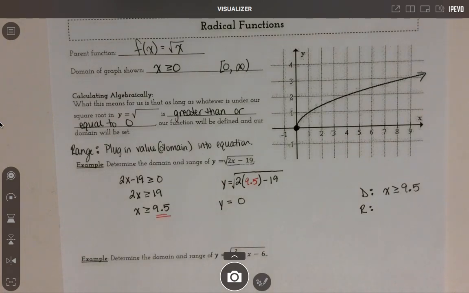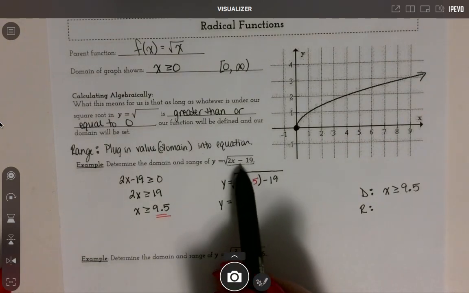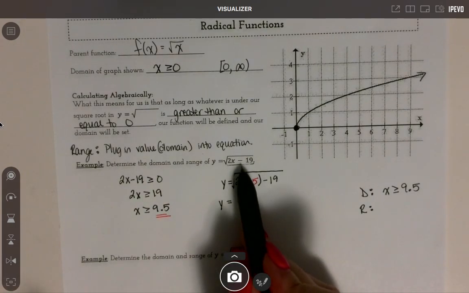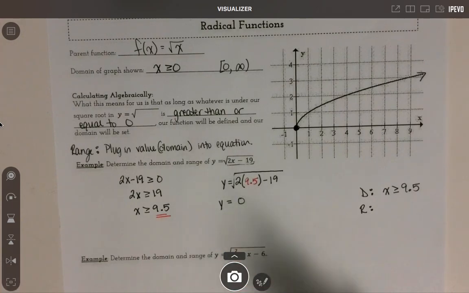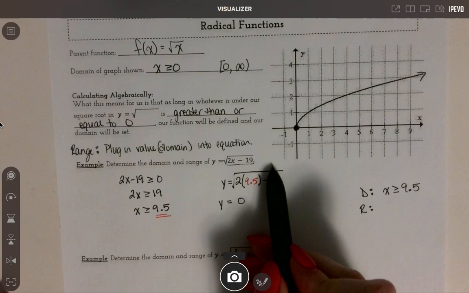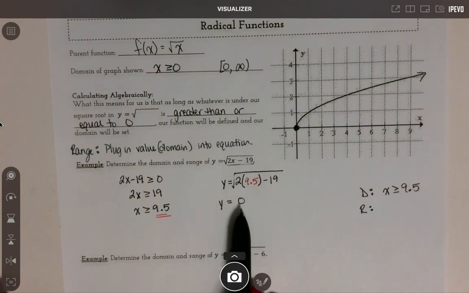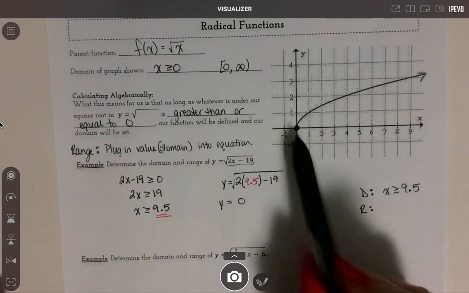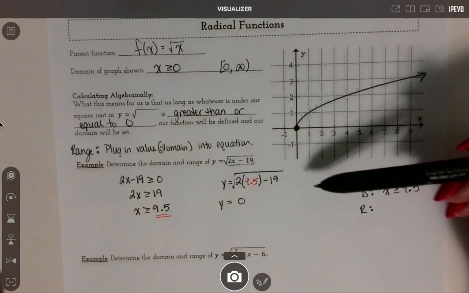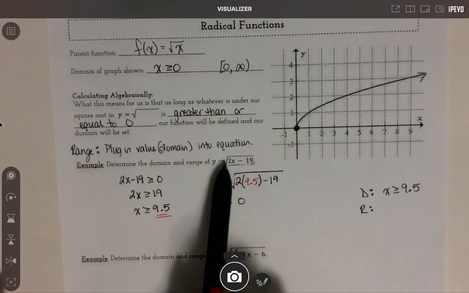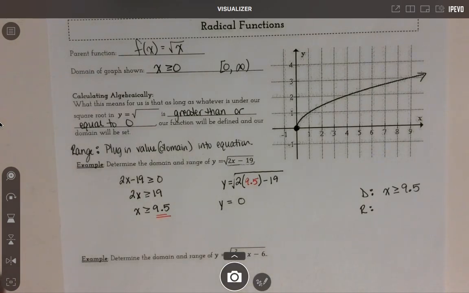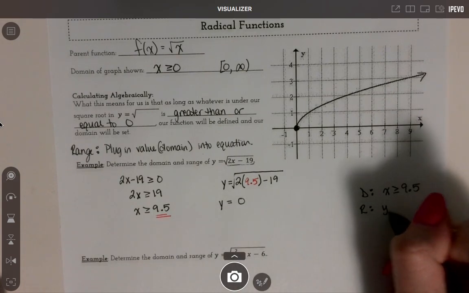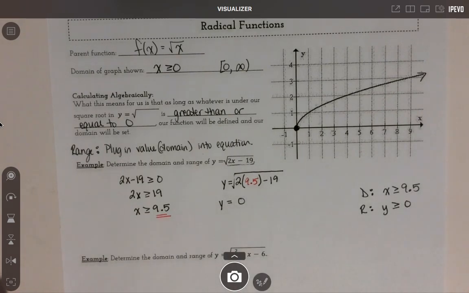If we think back to transformations, this minus 19 is shifting it to the right because it's under the radical. If there's anything on the outside of the radical, it would shift it up or down. So it makes sense that my y value is 0 when my x value is 9.5 because that is my dot on my x-axis. I didn't shift it up or down at all. For my range, because there's not a negative on the outside, I know it did not get reflected. So it has to be going up and increasing. I can say my range is y is greater than or equal to 0.